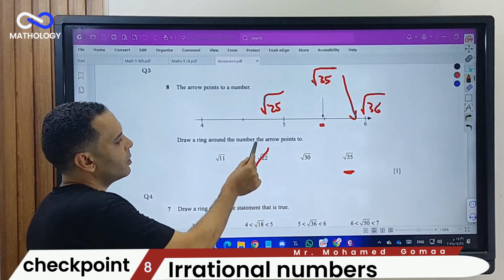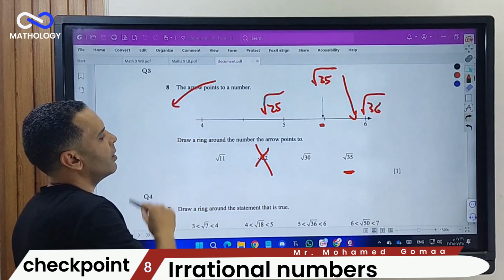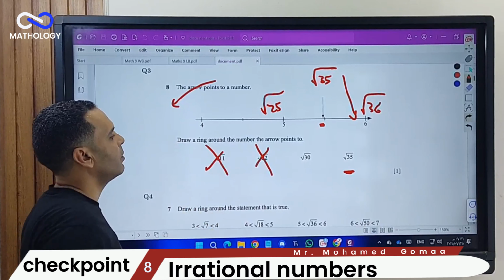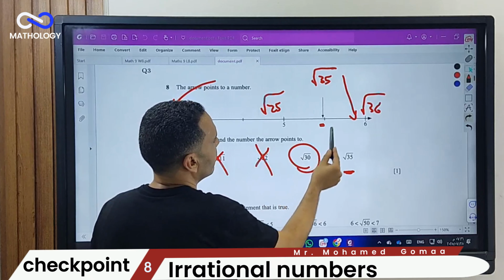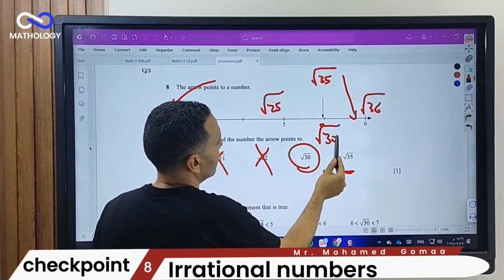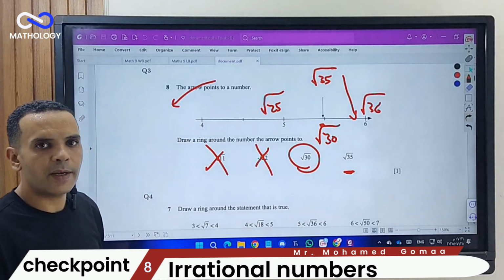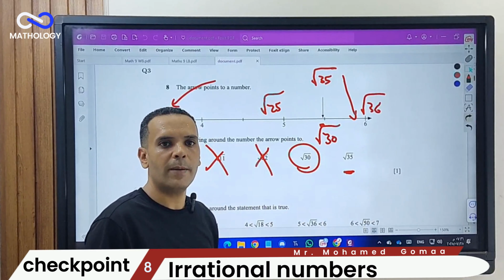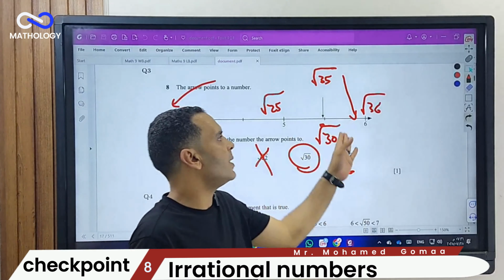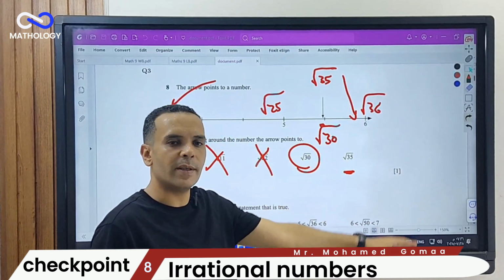The square root of 22 is before the square root of 25. The same with the square root of 11. So this number will be the square root of 30. The square root of 30 is before the middle way between 5 and 6. Okay? But the square root of 35 is nearest to the square root of 36.